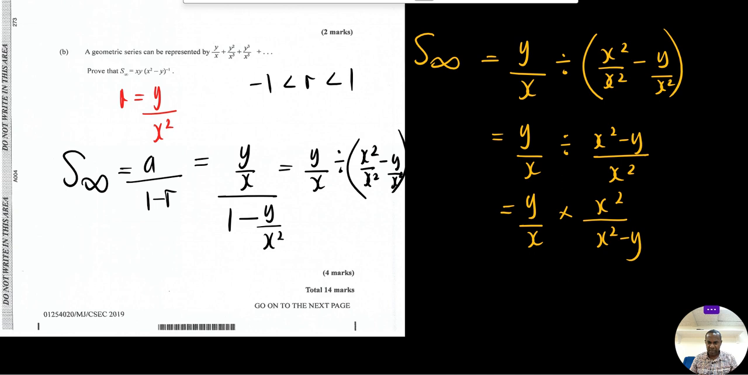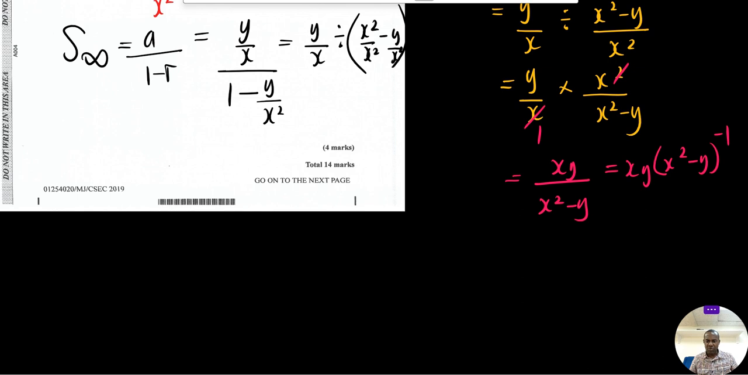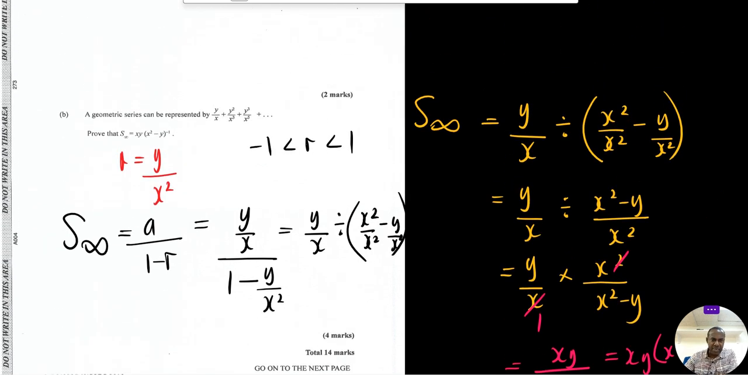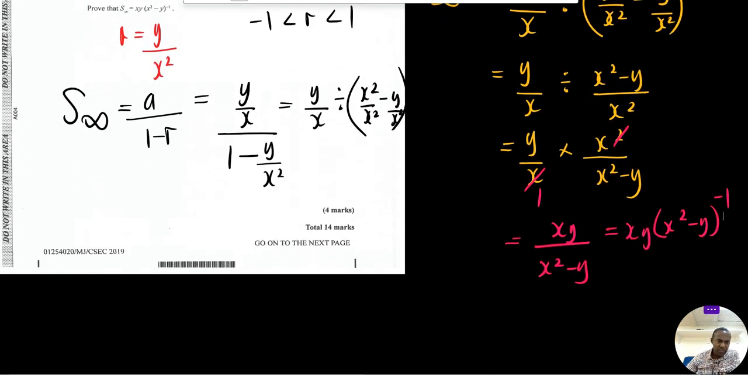Now these two x's will simplify. We say x into itself goes 1, x into x squared goes x, and so this gives us yx, same thing as xy, divided by x squared minus y, which of course they chose to write like this, xy times x squared minus y to the power of negative 1. And this means that we've actually shown our result, that the sum to infinity is given by that expression. All right? And so this is the end of this question, question 2 from section 1 from paper 2 of 2019.